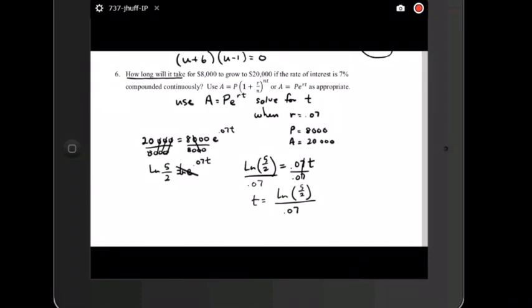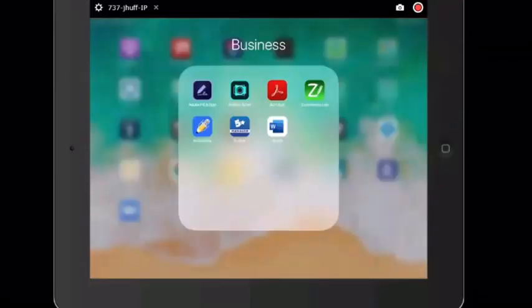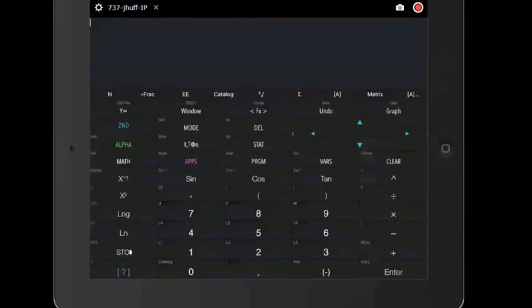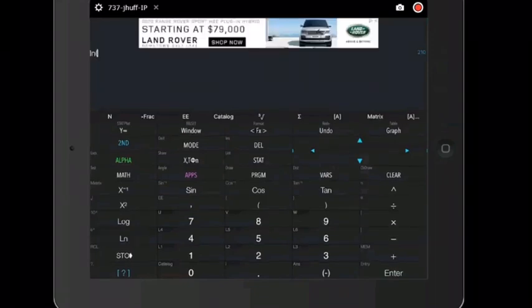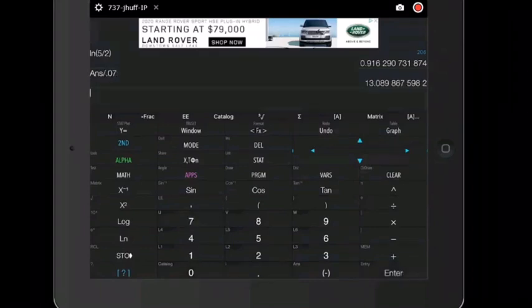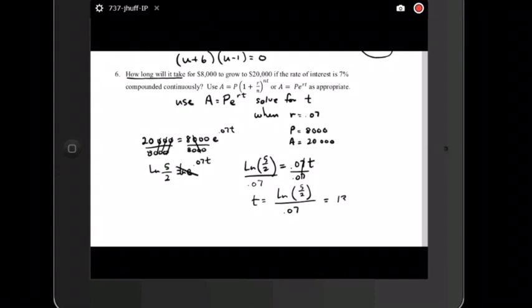And then you can get your calculator out and do natural log 5/2 divided by 0.07. We get 13.1. So it takes 13.1 years at that interest rate, compounded continuously for 8,000 to grow to 20,000.